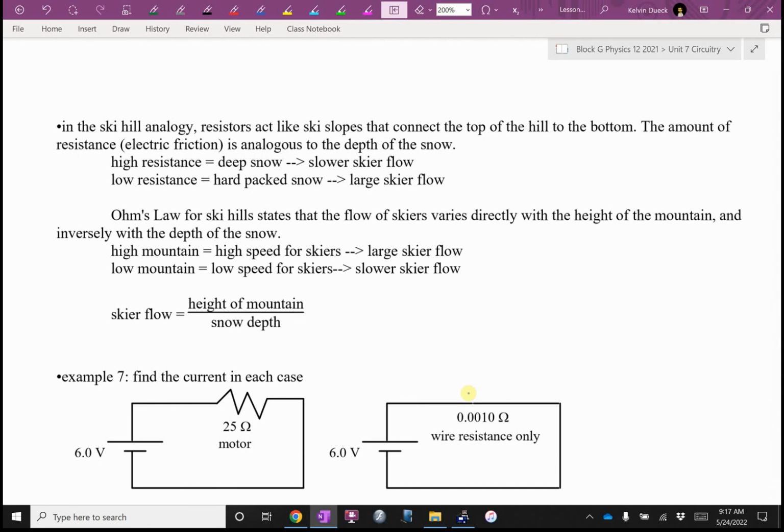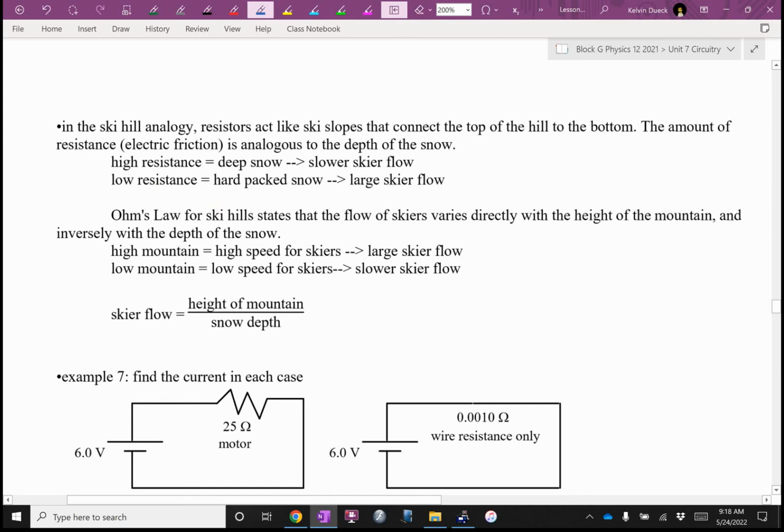Let's go back to our ski hill analogy then. We're going to say that resistors are like the ski slopes where people, charges, lose energy to get back to the bottom of the chairlift. And if you're looking for an analogy, the amount of resistance is kind of like how deep the snow is. Deep snow means slower skier flow. You can't get as much current through it. High resistance. Low resistance, hard packed snow, you can get more skiers on there.